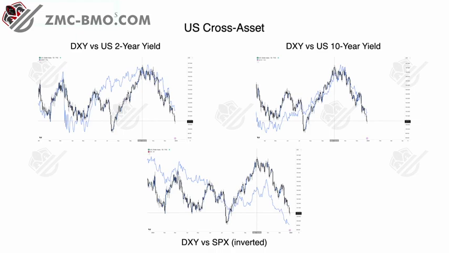But obviously, a higher stock market is good for risk appetite, good for risk assets as well, like the Aussie dollar, and bad for the US dollar, which is mainly a risk off currency.